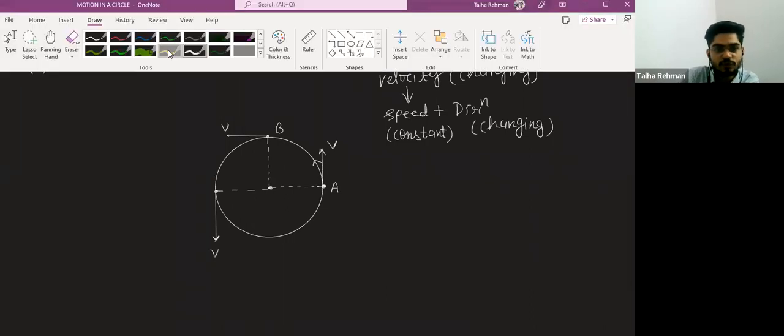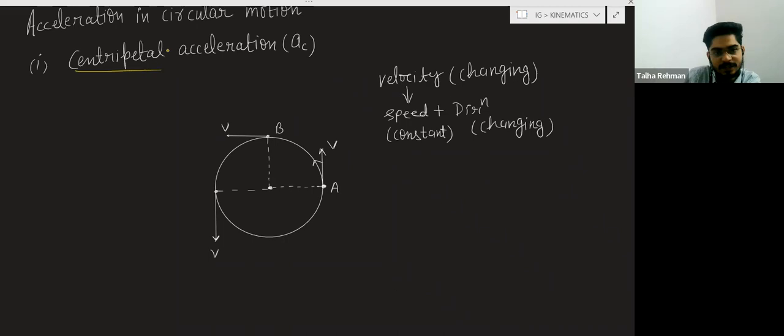So this acceleration due to change in the direction of the velocity is known as the centripetal acceleration, and the direction of the centripetal acceleration is always toward the center of the circle. Remember this point.